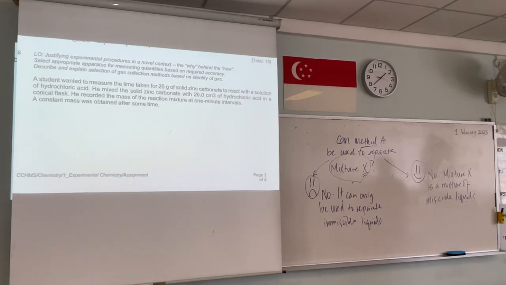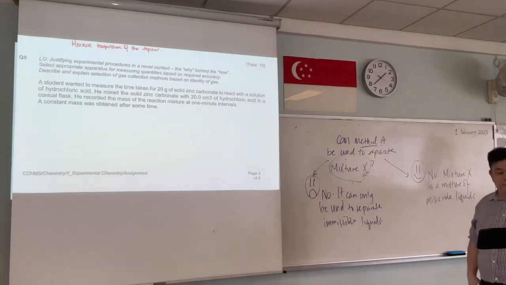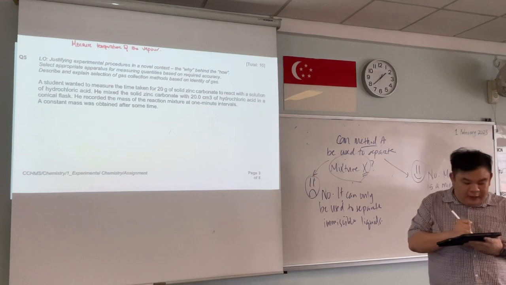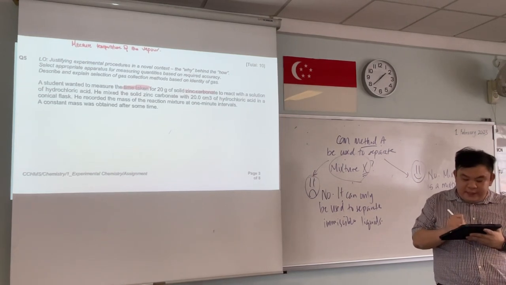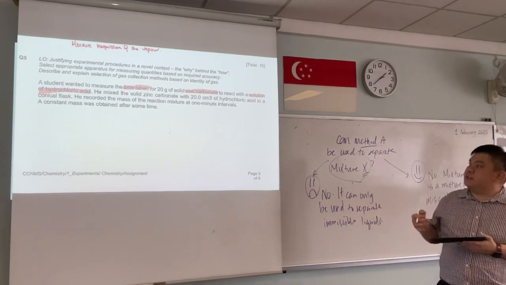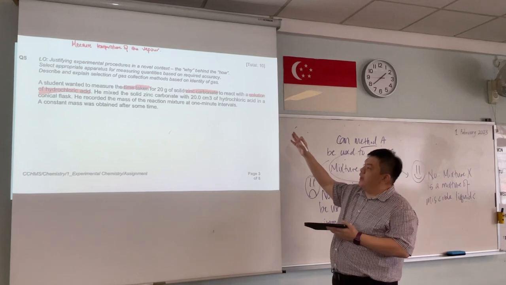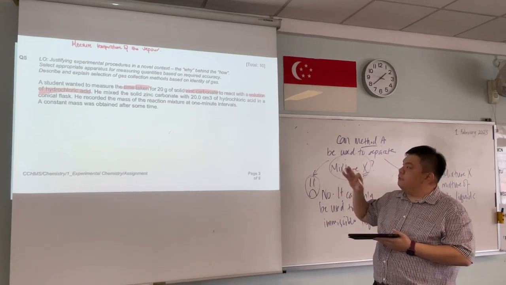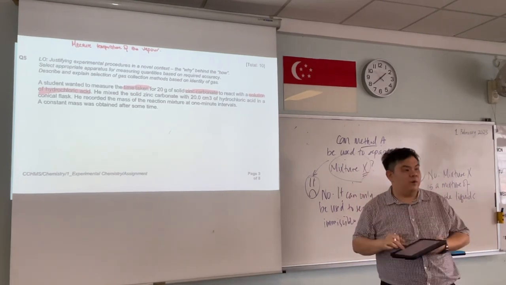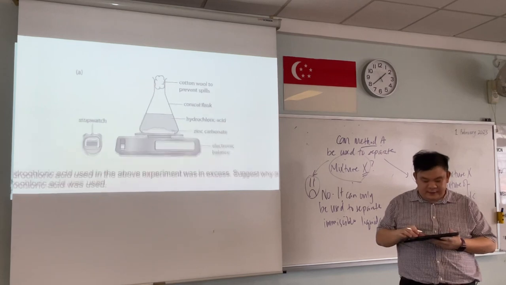Question number 5. Now, a student wanted to measure the time taken for 20 grams of solid zinc carbonate to react with a solution of hydrochloric acid. So what is he measuring? I will highlight first, time taken for zinc carbonate to react with hydrochloric acid. So what he did was he mixed the zinc carbonate with the acid in a conical flask. Then he recorded the mass of the reaction mixture at 1 minute intervals. Wow, very cheap, this one. Okay, so this is the setup.